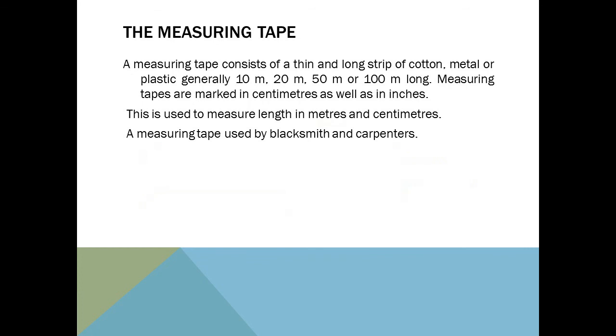The measuring tape is the second measuring instrument. A measuring tape consists of a thin and long strip of cotton, metal or plastic, generally 10 meters, 20 meters, 50 meters or 100 meters long. Measuring tapes are marked in centimeters as well as in inches. This is used to measure length in meters and centimeters.